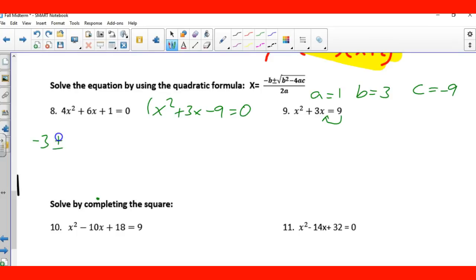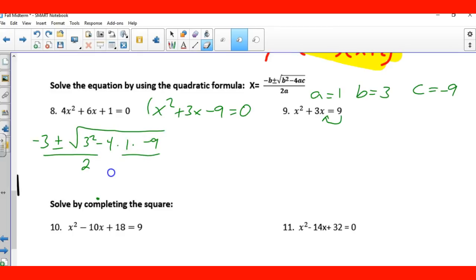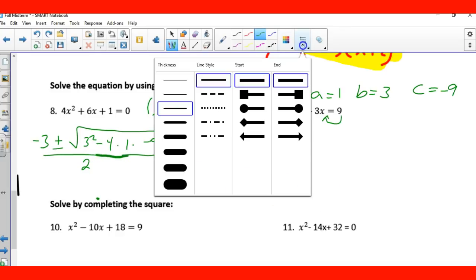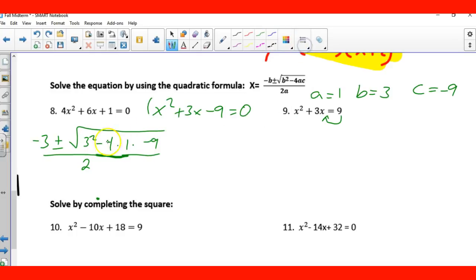Now, we plug it into the quadratic formula. Negative 3 plus or minus the square root of b squared minus 4 times A times C, all over 2 times A, which is 1. A is 1. Okay, we're back on track.